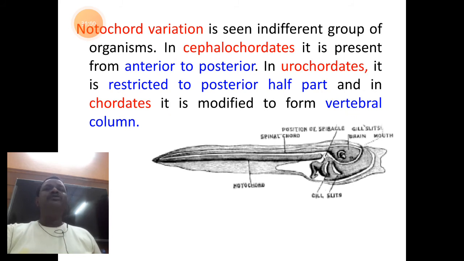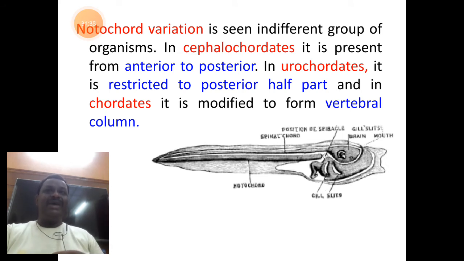The presence of notochord is another basic character of almost all the vertebrate organisms. It appears at different positions in different chordates. For example, in cephalochordates, it is present from the anterior to the posterior end of the body. Whereas in another group called urochordates, it is restricted to only the tail portion, that is half the portion of their body. Whereas in euchordates, it is modified to form the vertebral column.